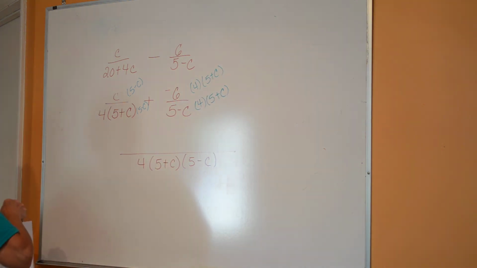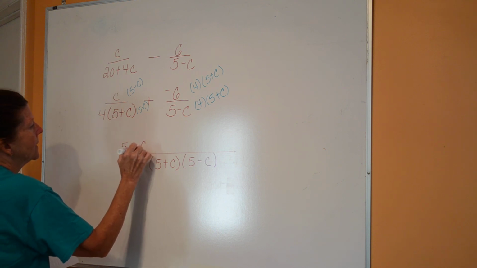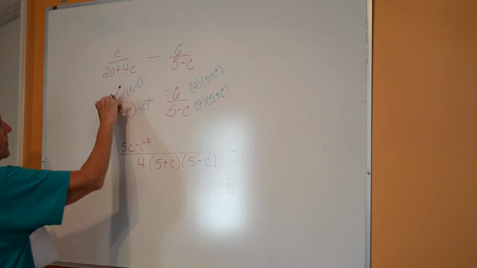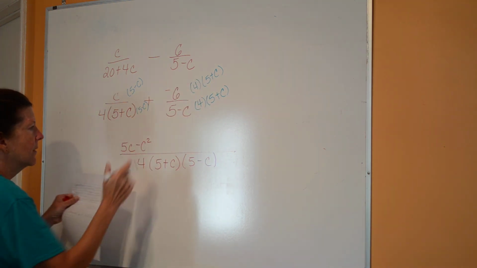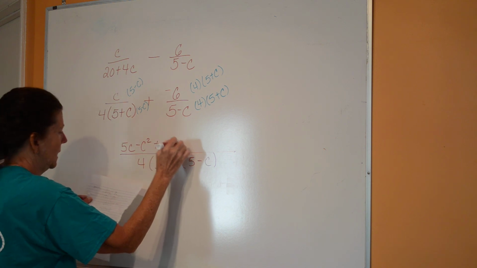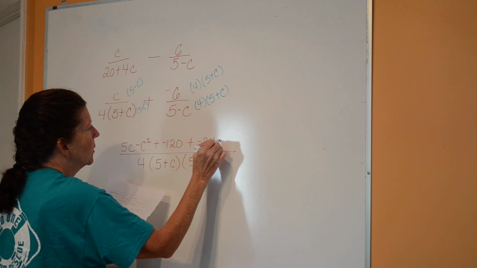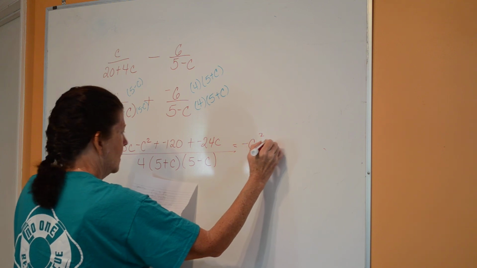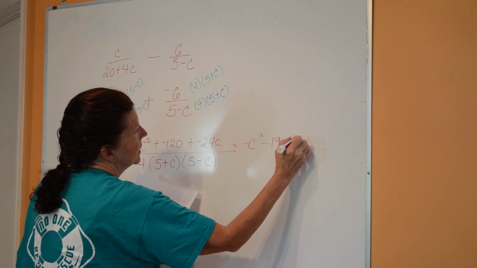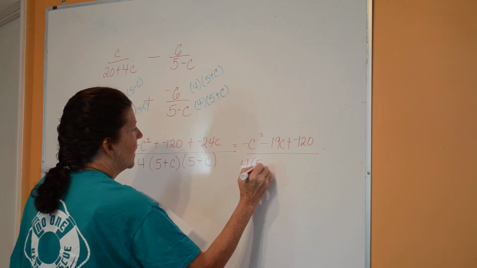All right, when I multiply this out over here, remember I have to distribute. So I have a 5c minus a c squared, this times this and this times this. And then I have a negative 24 times 5, which is a negative 120. And I have a negative 24 times c, which is a negative 24c. When I combine like terms, I have a negative c squared minus 19c plus negative 120, and it's over 4 times 5 plus c.